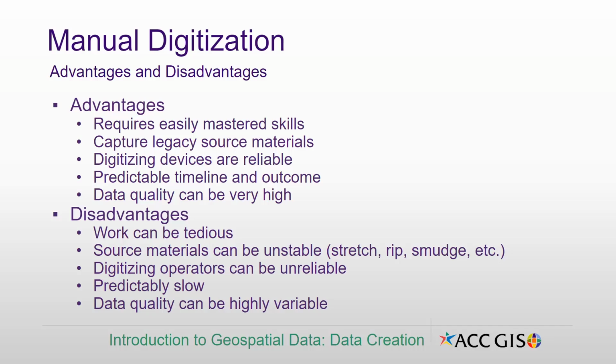Another advantage is predictable timeline and outcome. I really like this. Sometimes we like to call this brute force, because I could probably automate a process, but I know exactly how long it's going to take to do if I do it manually. And so small and medium jobs sometimes are best done by manual digitization or brute force. But the problem with this is it's really predictably slow. So sometimes when you have really large projects, you maybe need to invest the time, even though you don't know exactly how long it's going to take to automate a process, but you know it needs to be done more quickly than if you did it manually.